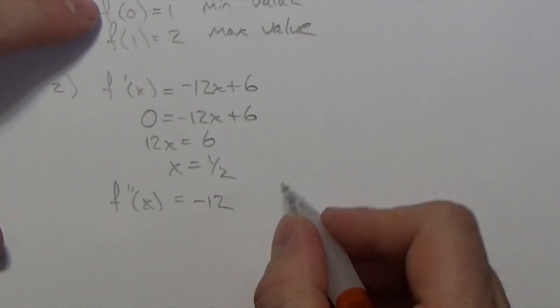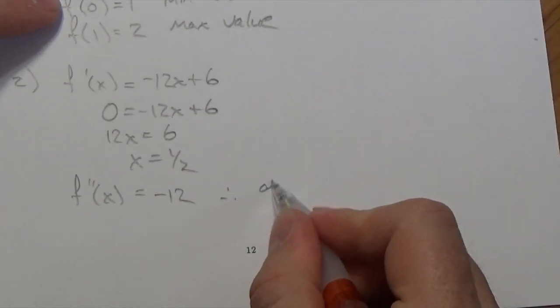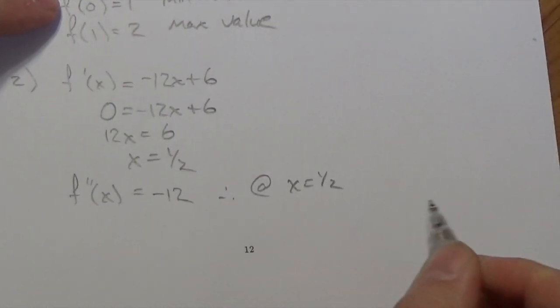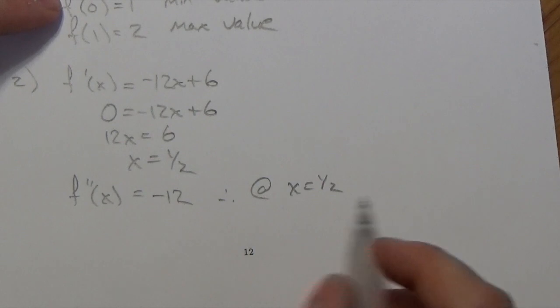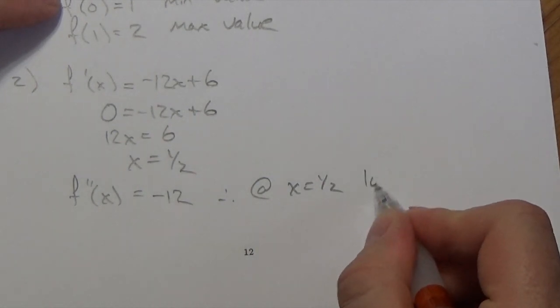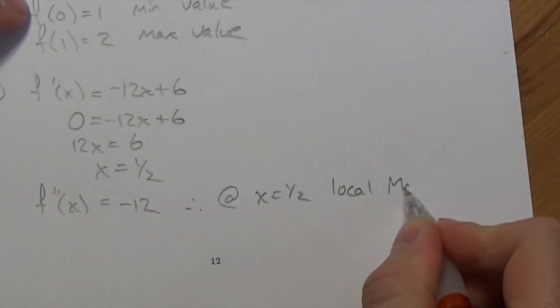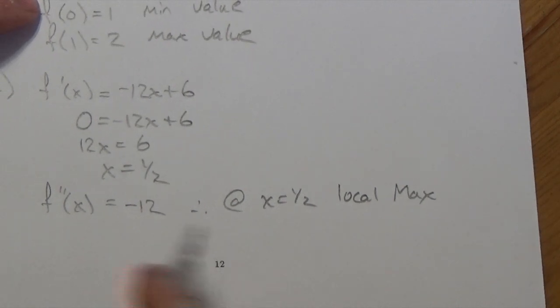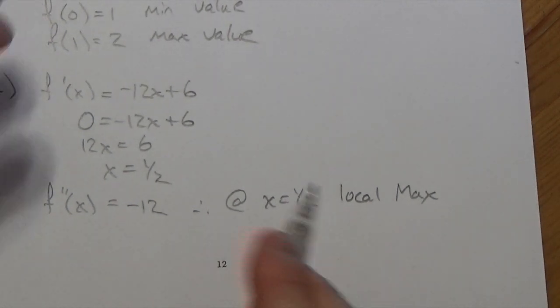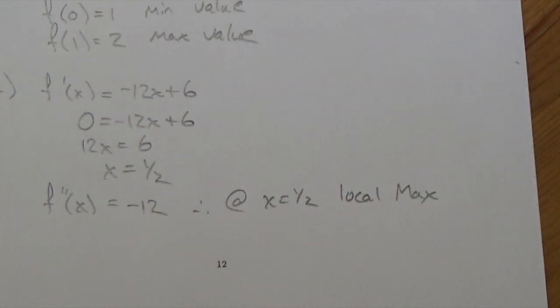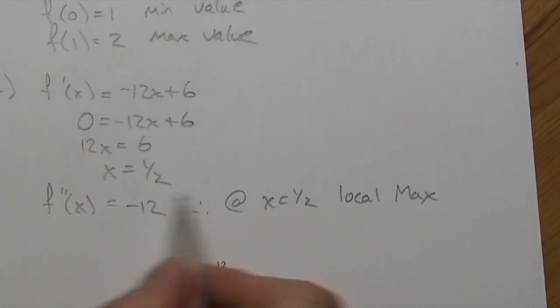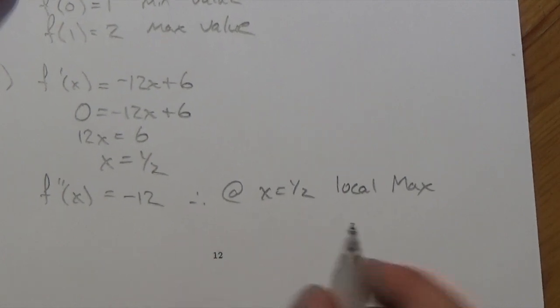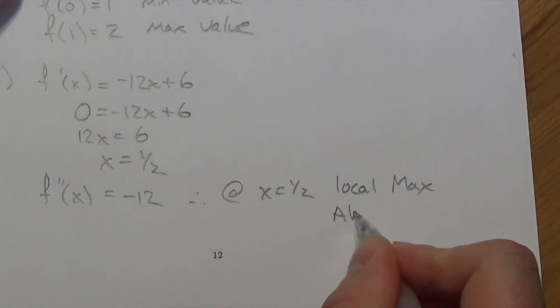So that tells me, therefore, that at x equals 1/2, I have got a local max. Always concave down. And actually, I can do a little bit better than that because I do know something about what a quadratic looks like. So I can tell you that this is the only place that this occurs. So I can actually do a little bit better. This is actually an absolute max.